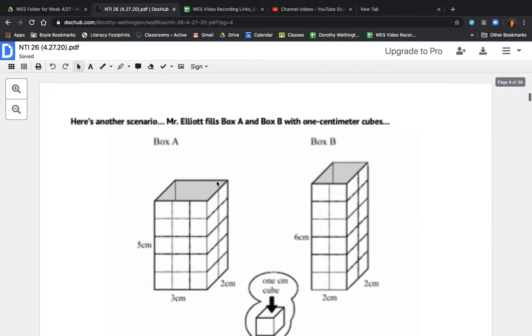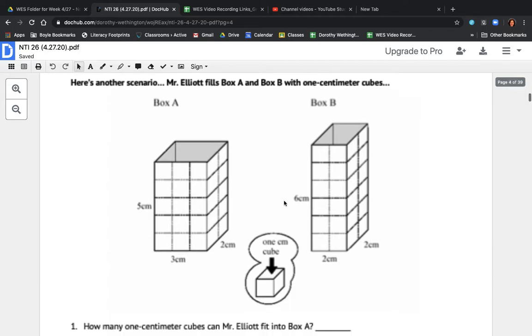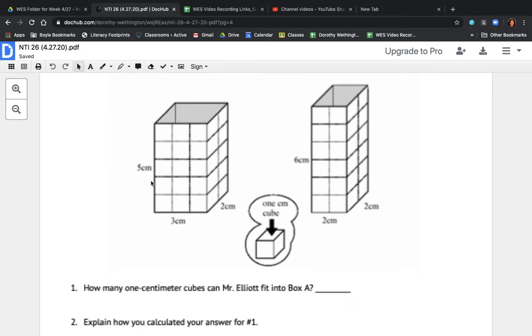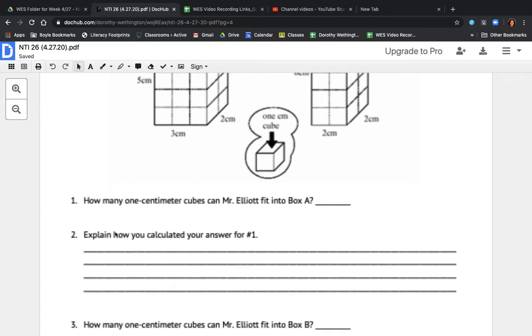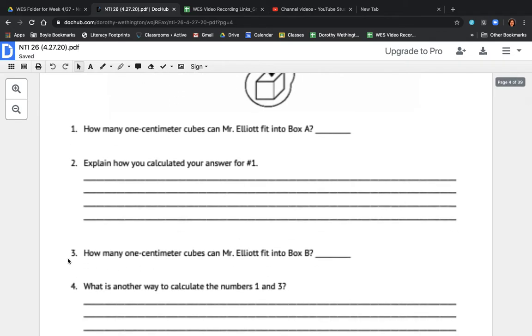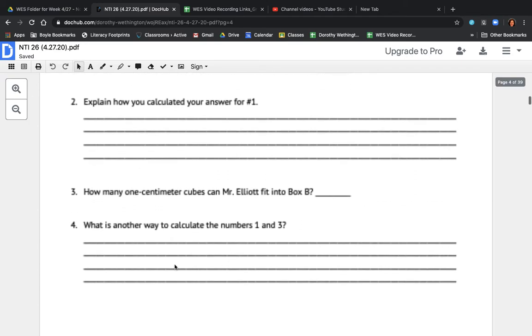Here's another scenario. Mr. Elliott fills box A and box B with 1 centimeter cubes. Box A is 5 centimeters, 3 centimeters, and 2 centimeters. Box B is 6 centimeters, 2 centimeters, and 2 centimeters. So question 1, how many 1 centimeter cubes can Mr. Elliott fit into box A? Number 2, explain how you calculated your answer for number 1. Number 3, how many 1 centimeter cubes can Mr. Elliott fit into box B? What is another way to calculate the numbers 1 and 3?